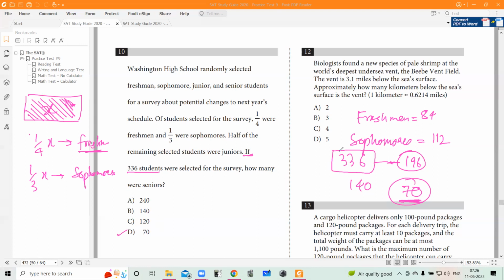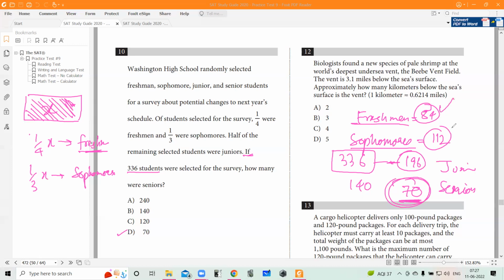Why? Because you're having 4 groups here: freshmen, sophomores, juniors, and seniors, right? And we know that the total is 336. Freshmen is 84, sophomores are 112, juniors are 70. How much is left?